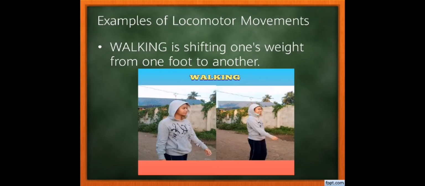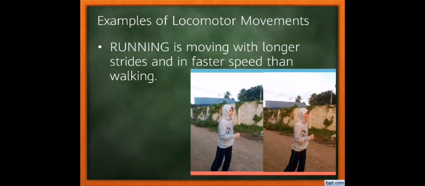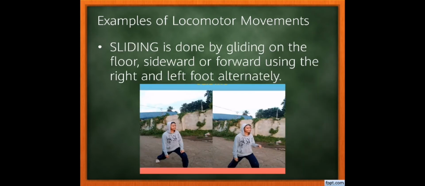So first is walking. Walking is shifting one's weight from one foot to another. The picture there was done by Miss Derama. Second is running. Running is moving with longer strides and at faster speed than walking. Next is sliding. It's done by gliding on the floor sideward or forward using the right and left foot alternately.